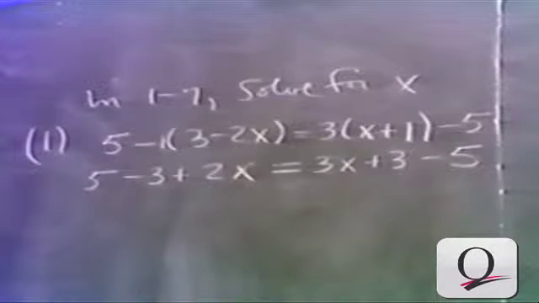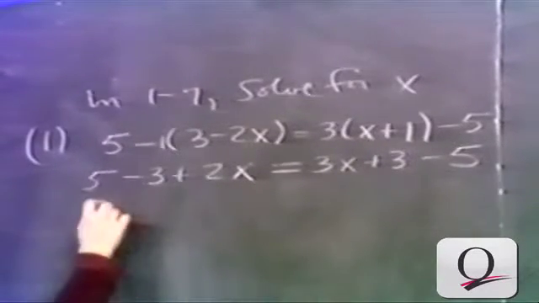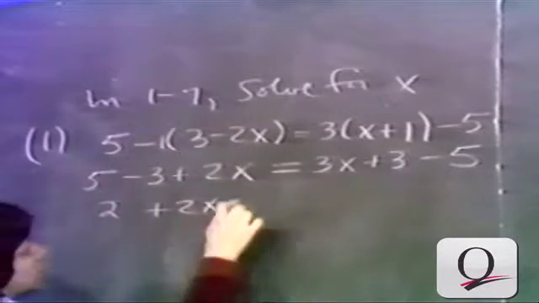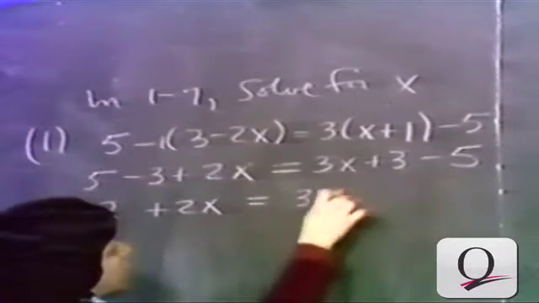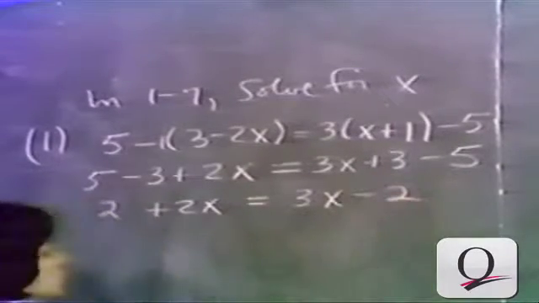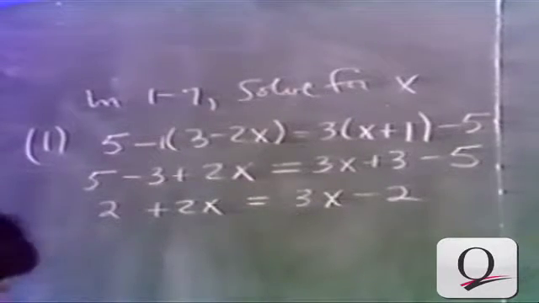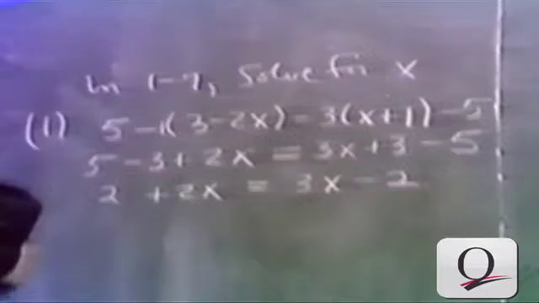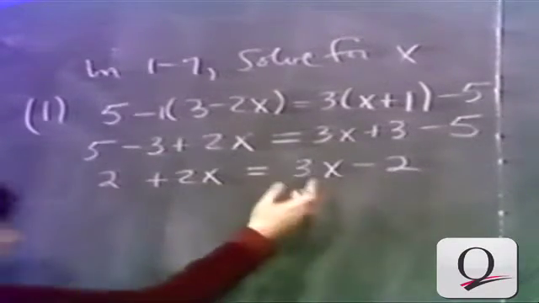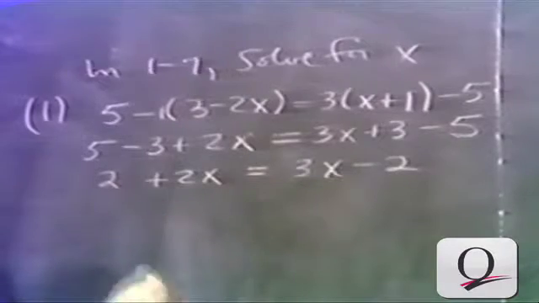Now let's combine the constant terms on the left here. We have 5 minus 3, 2 plus 2x equals 3x plus 3 minus 5. That's going to be minus 2. And now we'd like to get x alone on one side of the equation. So we can decide to bring the variable x to this side and the constants to the other, or the other way around. It doesn't matter.